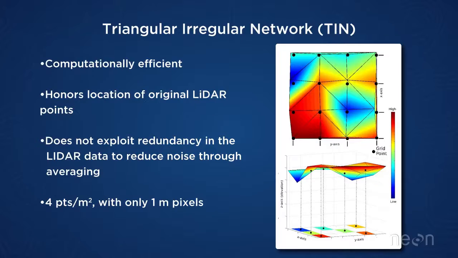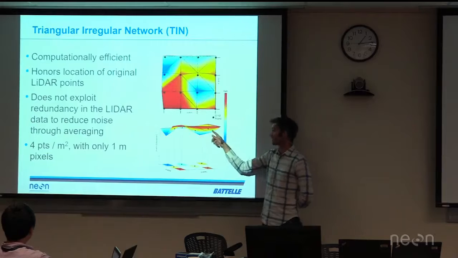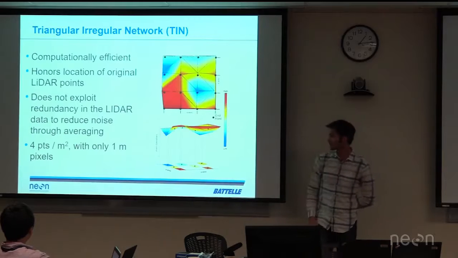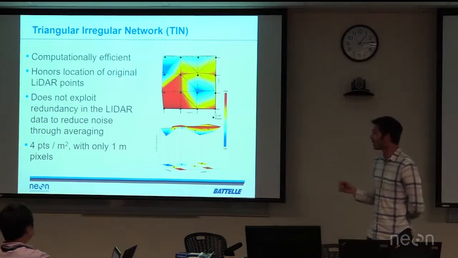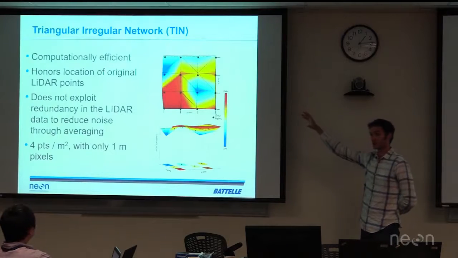So that's how we get the elevation from the raw point cloud. All the points here are LiDAR observations. We interpolate in between them, pull the elevation from the triangular plane, and assign that elevation to the raster grid. One of the advantages of this is that it honors the location of the true data point.